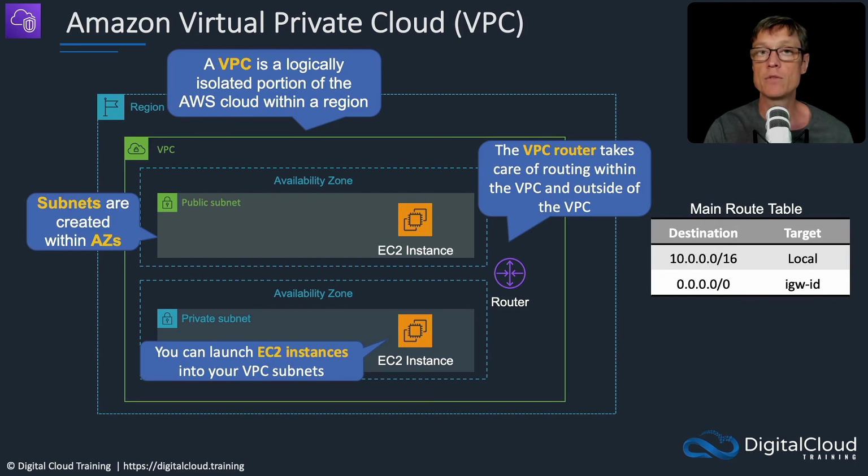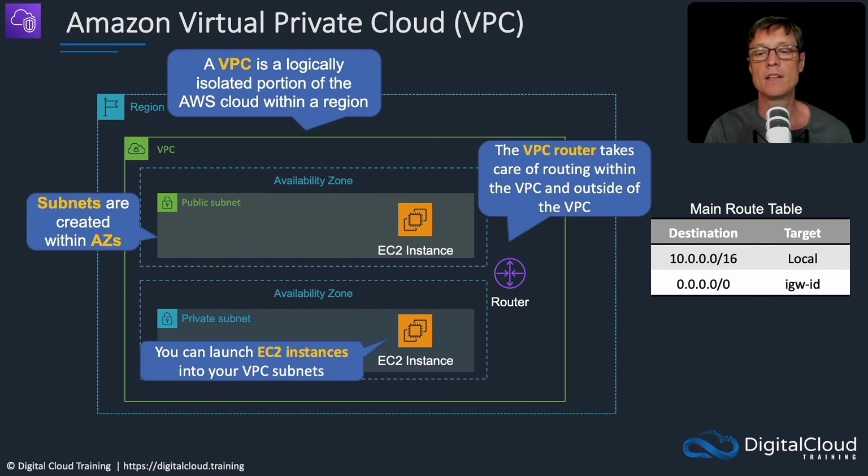Now, as I said, you don't see the VPC router. All you do is see the route tables, and they are configuring the VPC router for you. So we need to specify the destinations and the targets for certain networks, and that's how it then knows where to send those connection attempts.